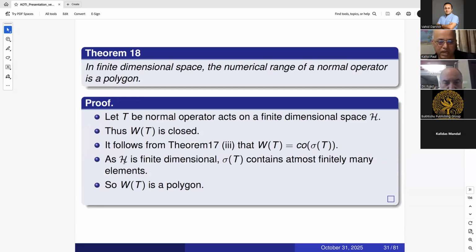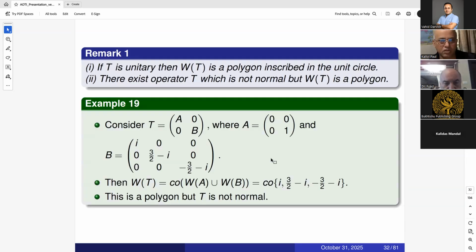As the space is finite dimensional, sigma(T) contains only finitely many elements, so you just take the convex hull of those. So this is a polygon. This is a very nice elementary result: for finite dimensional spaces, the numerical range of a normal operator is always a polygon. If it is unitary, then the polygon will be inscribed in the unit circle.